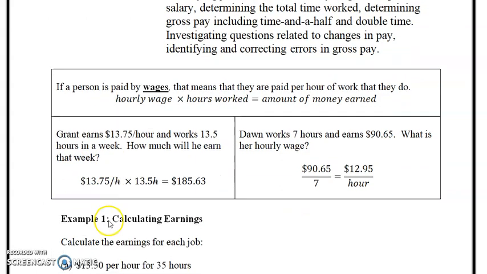So you take the $13.75, multiply it by 13.5 hours. The hours divide, as you can see, cancel out there, and you're left with the amount earned, which again is called gross pay, of $185.63.